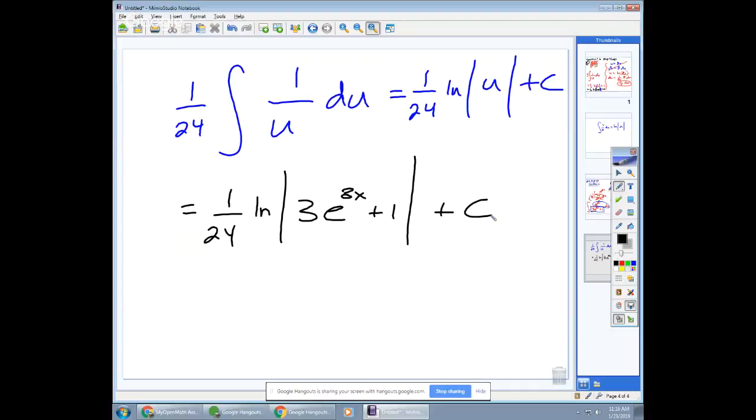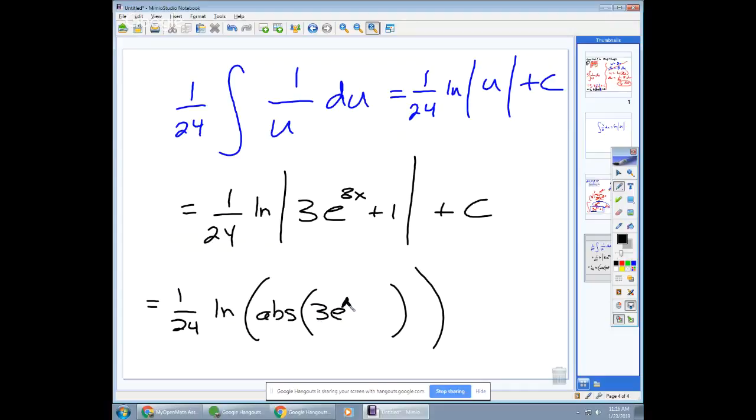And then the fun part about entering this into the computer, 24 natural log parentheses ABS parentheses, then your 3 times e raised, that's a power, to the 8x has to be in parentheses, then plus 1. So lots of parentheses here, and then maybe a plus c. It gives the plus c there. That is what you would type in.